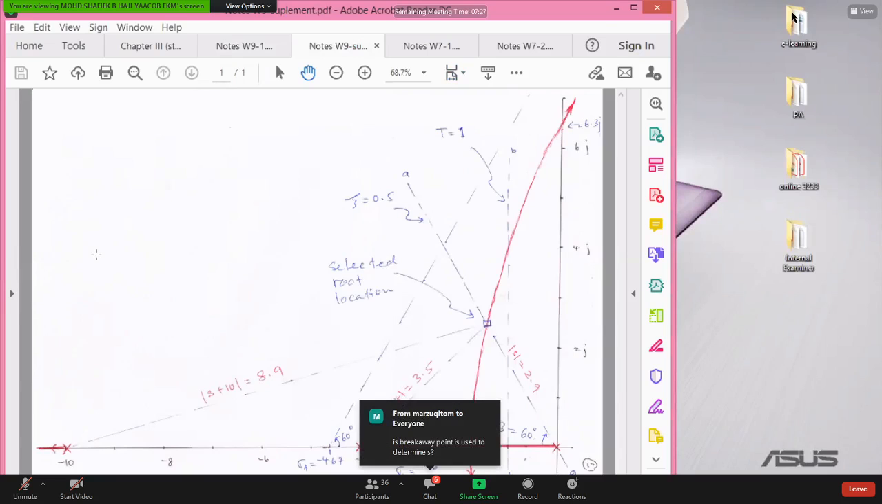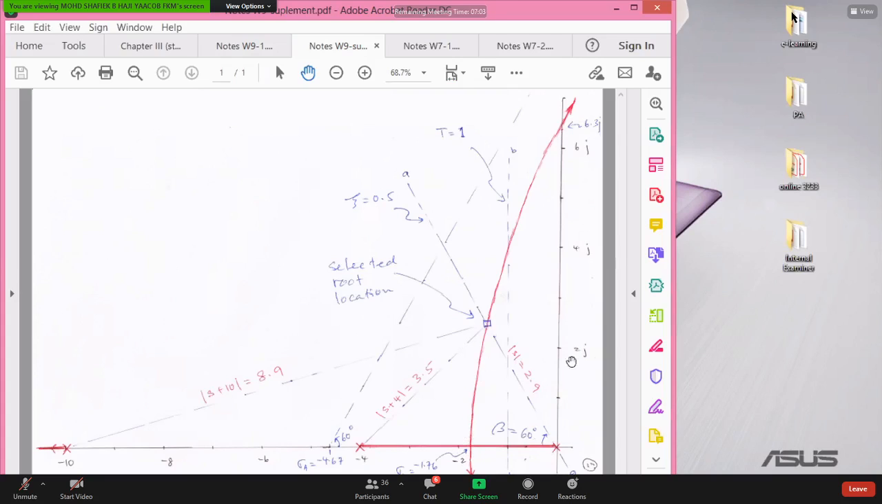Is the breakaway point used to determine s? No, no. The breakaway point is to determine the point where the locus leaves or enters the real axis. So this is the breakaway point.